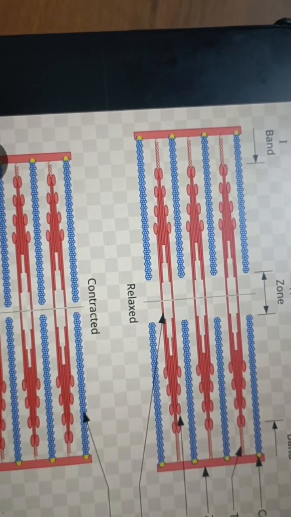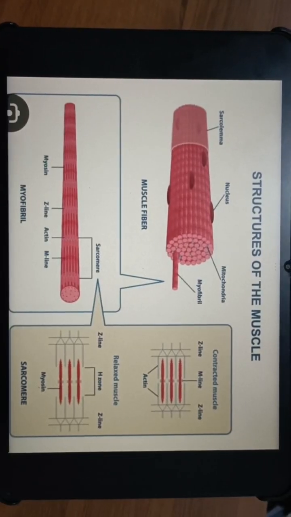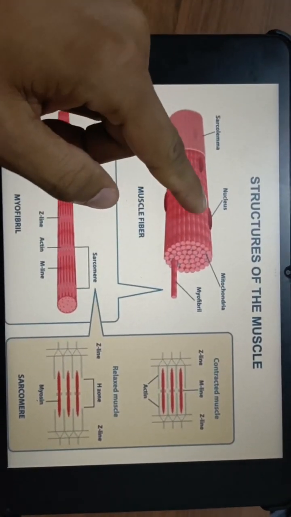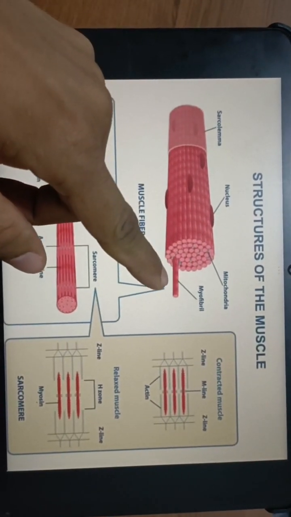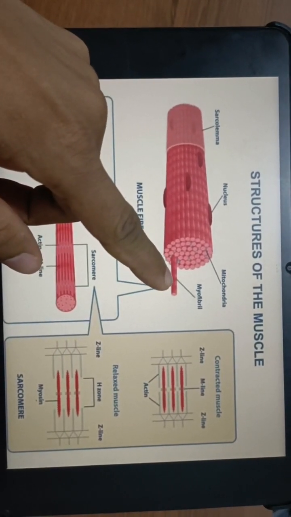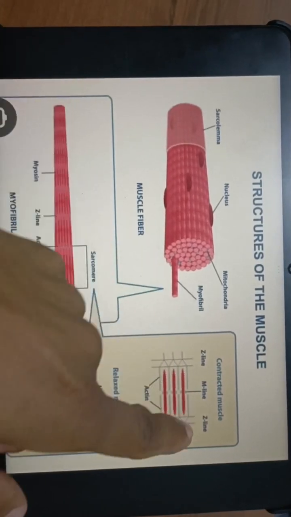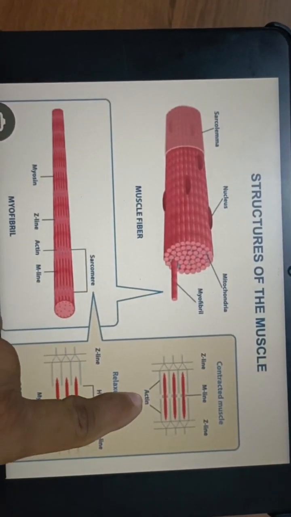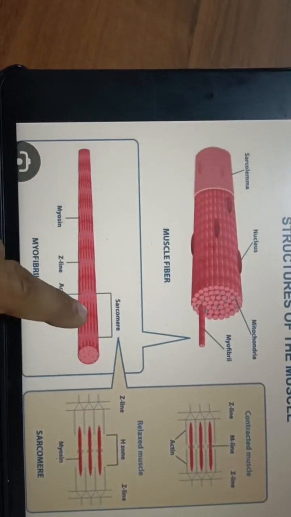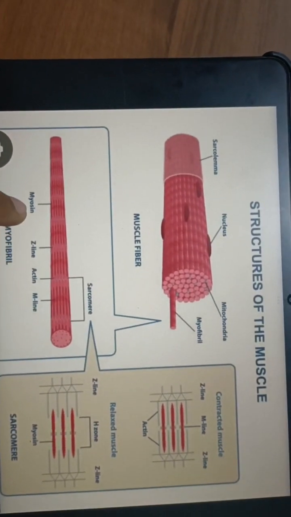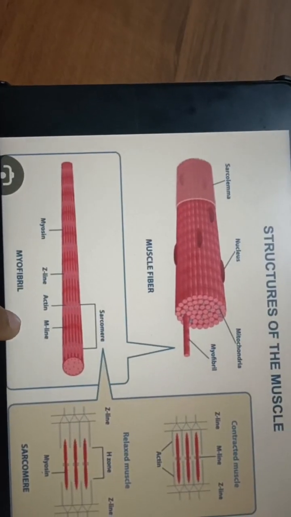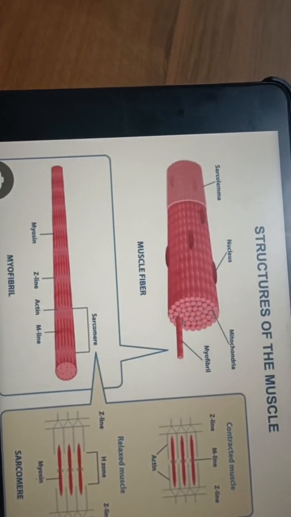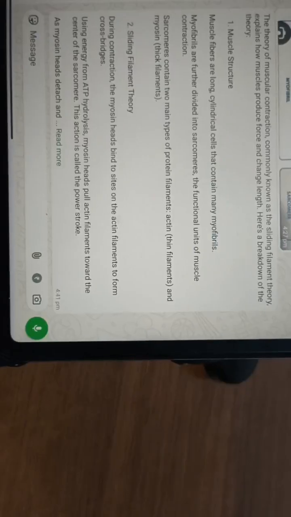a diagram of muscular contraction. This is the structure of the muscle: sarcomere, nucleus, mitochondria, myofibril. This is the Z line, the actin, the sarcomere, and the myosin. This is the diagram of the structure of muscle.